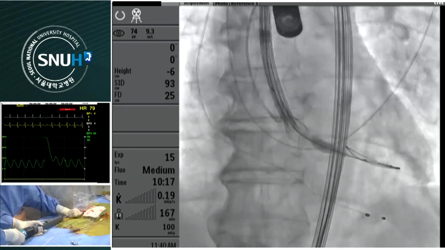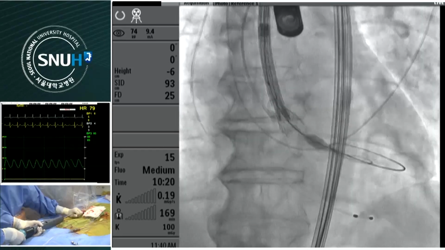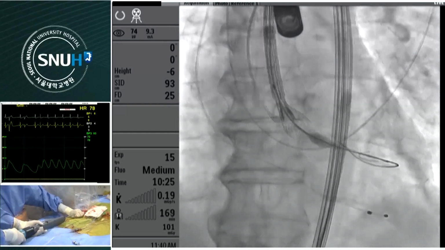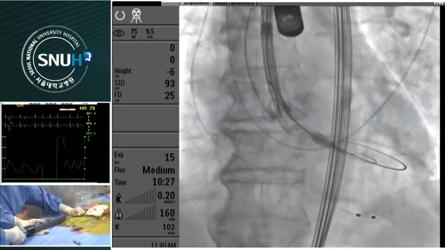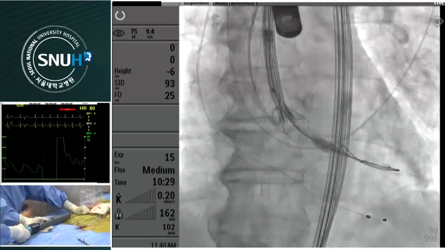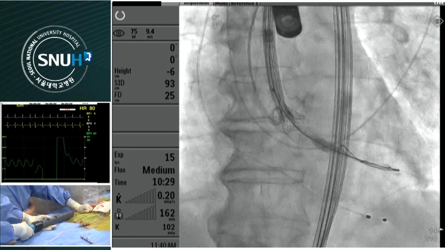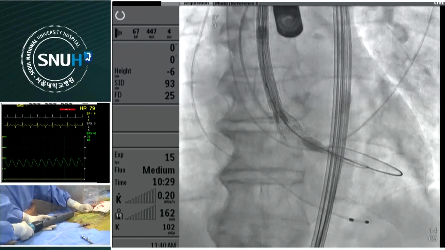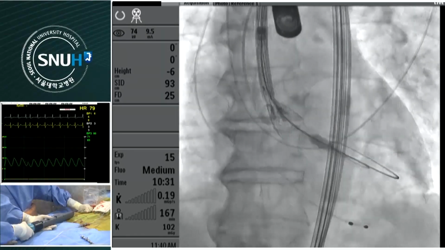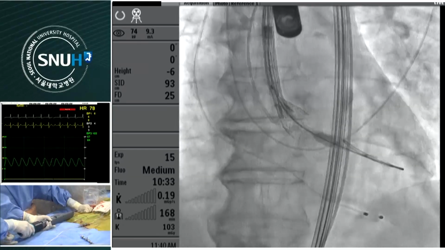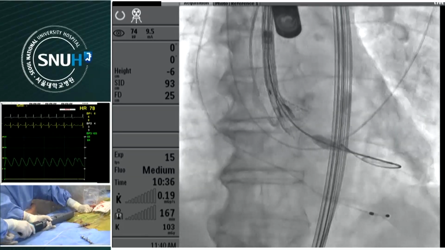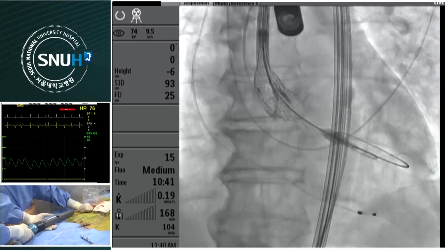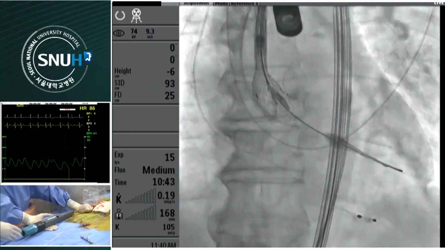Okay, go. Deploy. Okay, still. The three post ends correspond to the annulus plane. Still, there is no change of the hemodynamic status. Deploy. Stop.